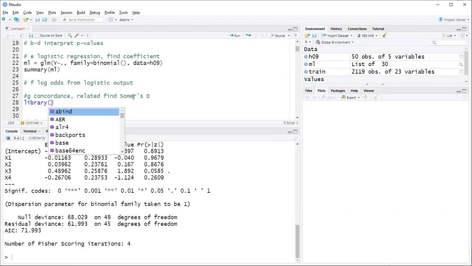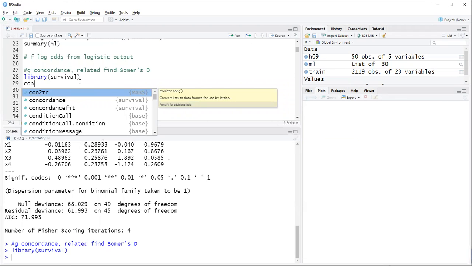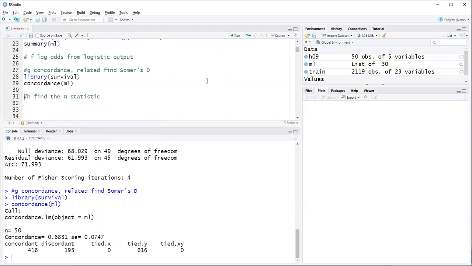packages. So concordance is in a package called survival, which I already have installed, and then we'll put in concordance there. This is going to take the model, ML, in there, and it gives me some stuff down here. It gives me the concordance value, 0.6831, and I'll get to that again in a moment. Let me get Somers D though, and then we can look at both of those things together.